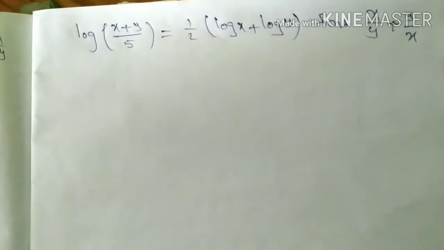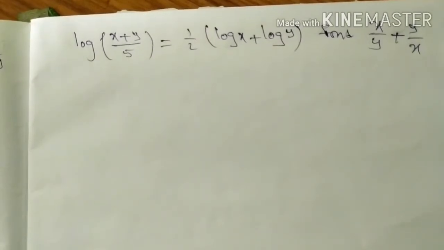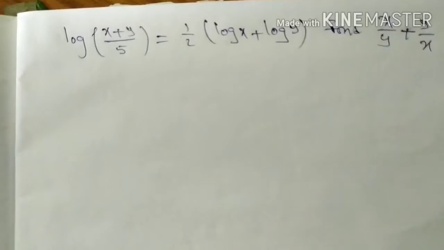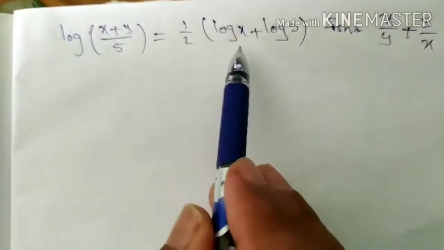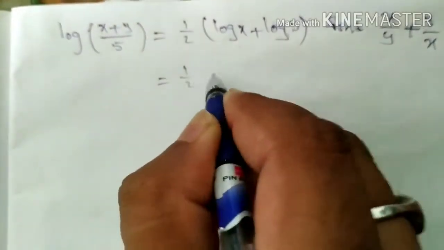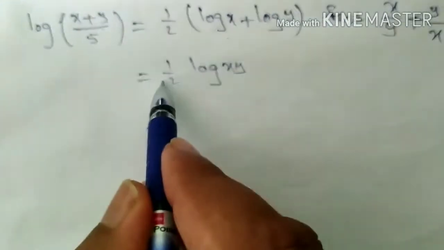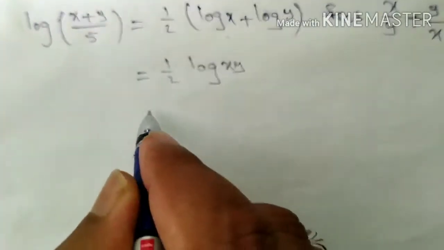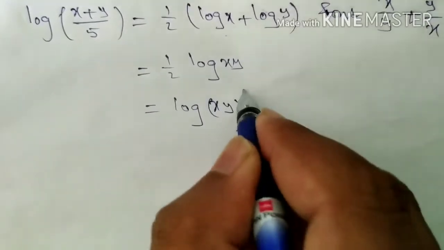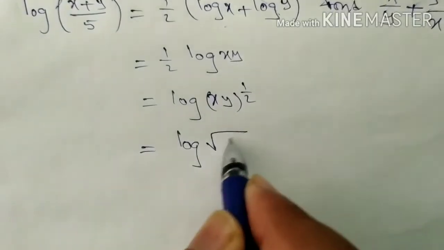Next, find, if log of (x plus y) by 5 is equal to 1 by 2 (log x plus log y), find x by y plus y by x. This is the given part. First, in the bracket, log x plus log y, 1 by 2 (log x plus log y), that is log xy. Here the m in m log x, the 1 by 2, send here: log xy power 1 by 2. But whole power 1 by 2 means that is root xy.